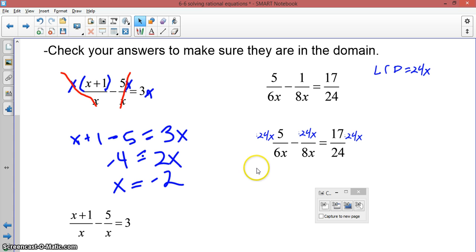Okay, 1 times 24x is 24x. So 17 times 24x. And you might be thinking, oh no, 17 times 24, we don't get calculators. That's fine, because stuff's just going to cancel, right? A lot of stuff's just going to cancel, actually.